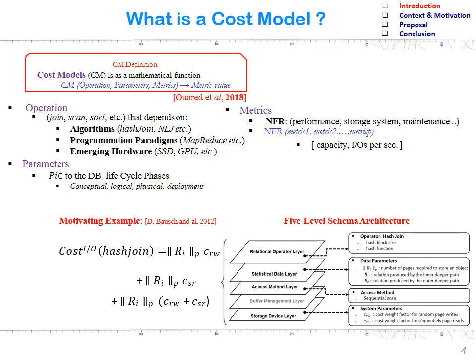Let's consider the following example that illustrates a cost model calculating the response time of a join operation on an SSD hard disk. The parameters of this cost model are mapped on the layers of the database system, as shown in this figure.